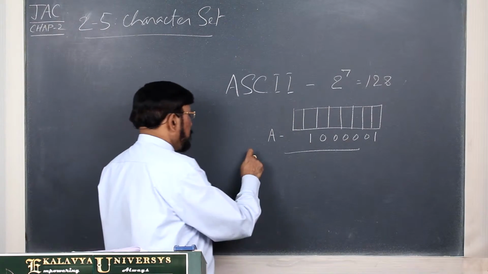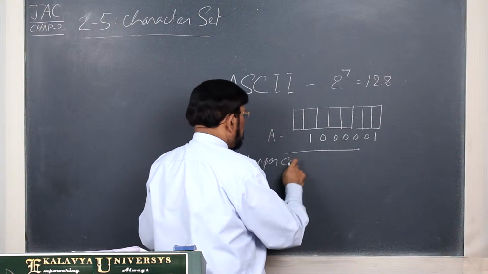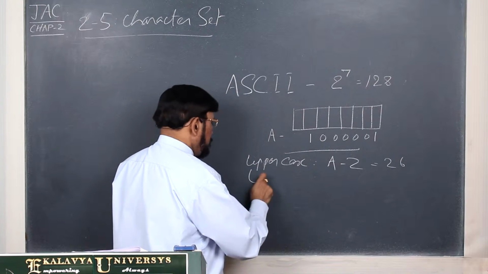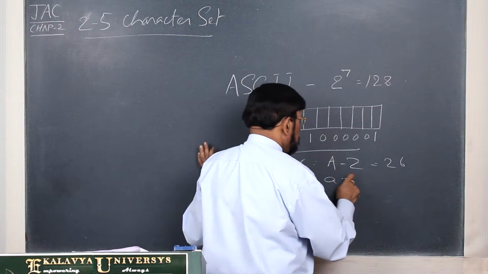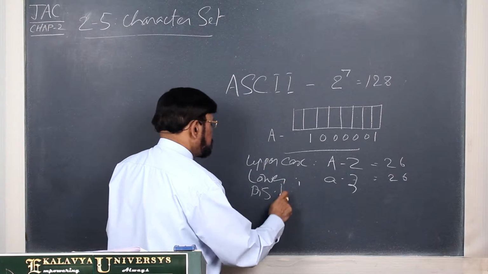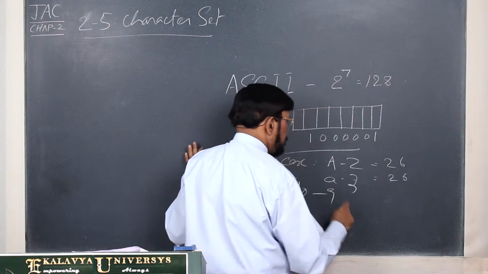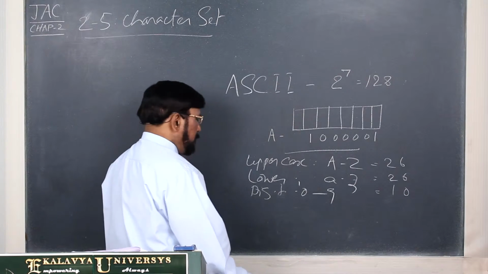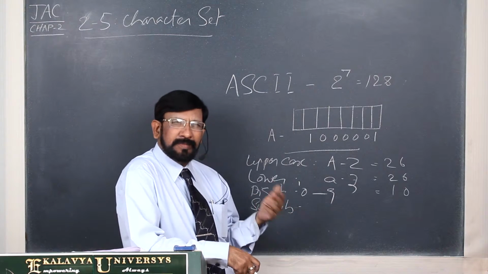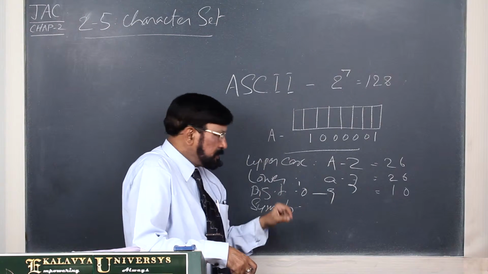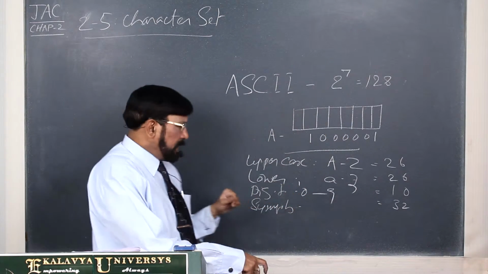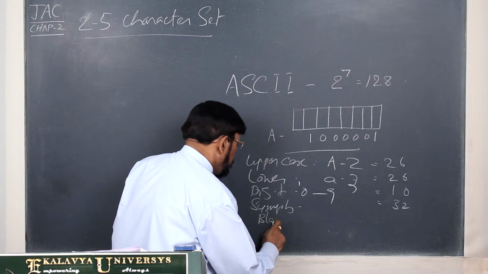Just I list out. Uppercase, A to Z, 26. Lowercase, a to z, 26. Digits, 0 to 9, 10. And symbols, various symbols we use like plus, minus, star mark, etc. Many symbols we use. Printable symbols, those are 32. And one blank space also we use.